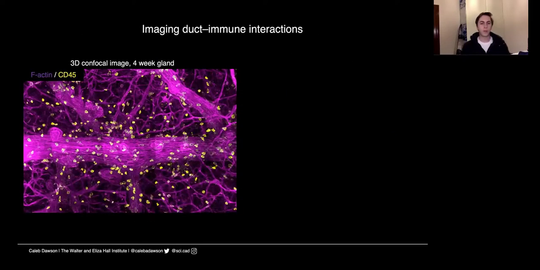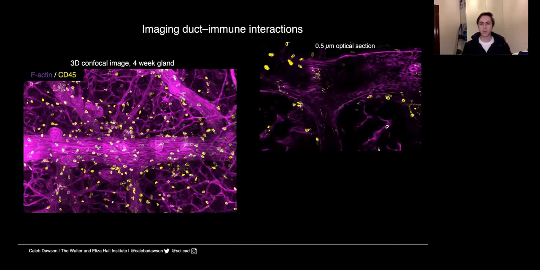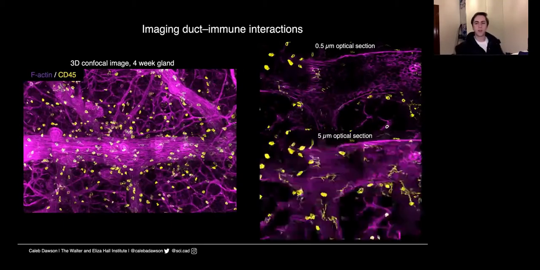So the reason that I'm telling you this is that early in my PhD, I was looking for different types of cells that interact with the mammary ducts. And one of these was immune cells. So this is a 3D confocal image with the mammary duct here and immune cells in yellow. And looking at an optical section, you can see this immune cell stain within the duct. And looking at a thicker section, these start to take form as these dendritic shaped cells that are within the epithelium.